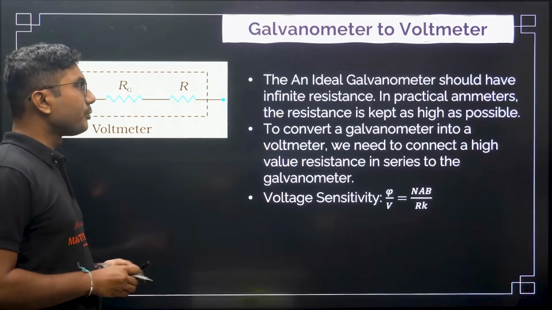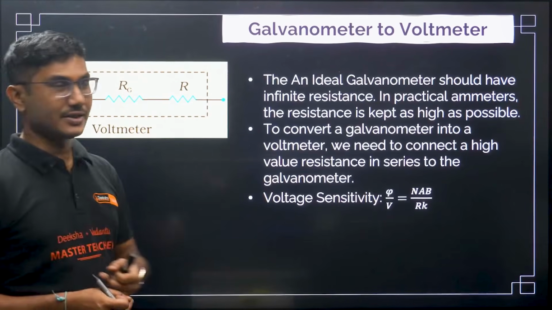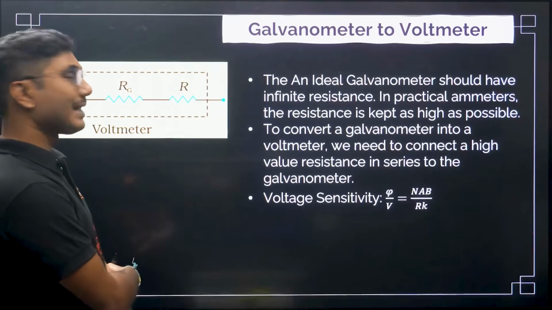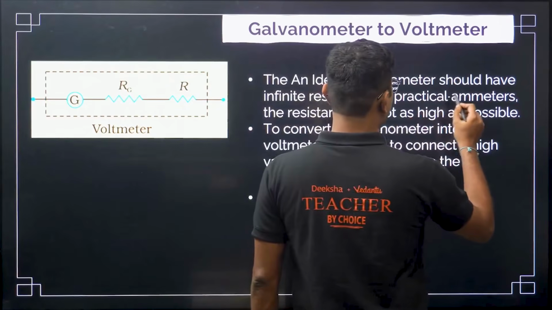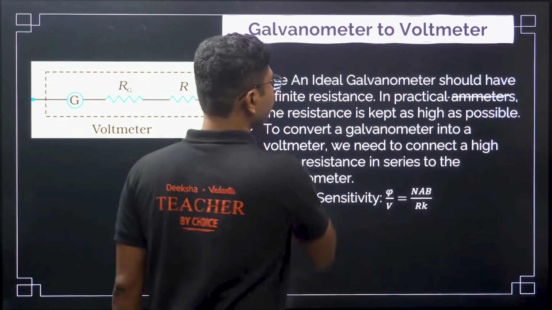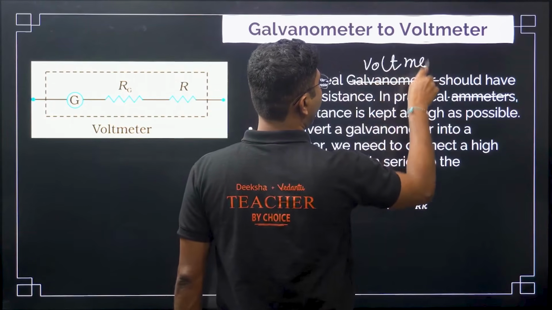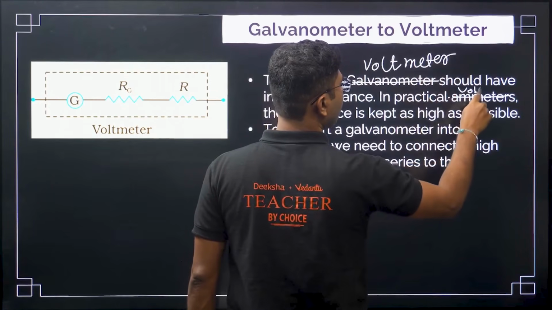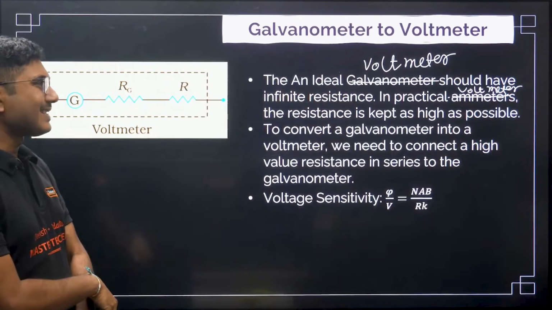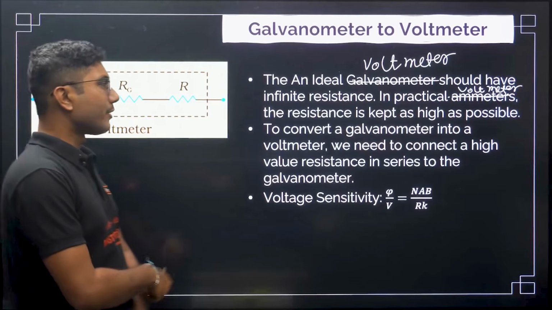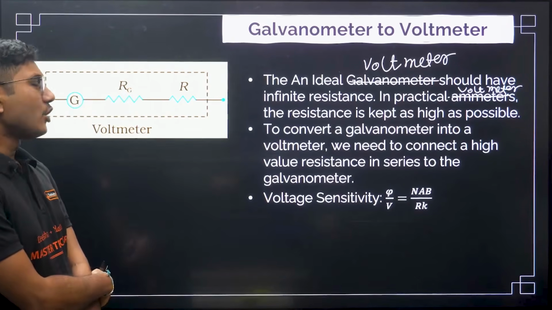Now, galvanometer to voltmeter. An ideal voltmeter should have infinite resistance. In a practical voltmeter, the resistance is kept as high as possible. To convert a galvanometer into a voltmeter, we need to connect a high value resistance in series to the galvanometer.